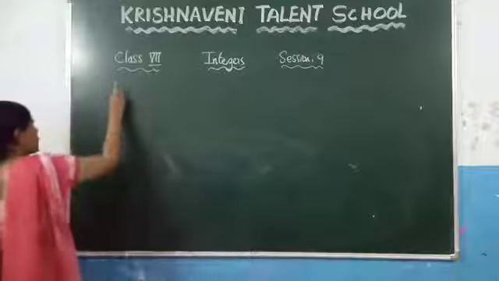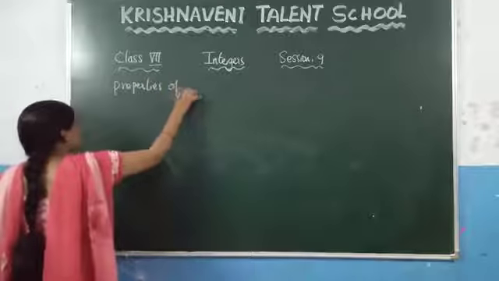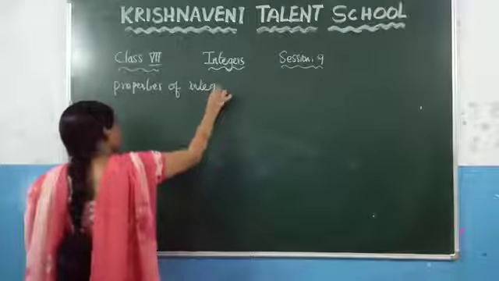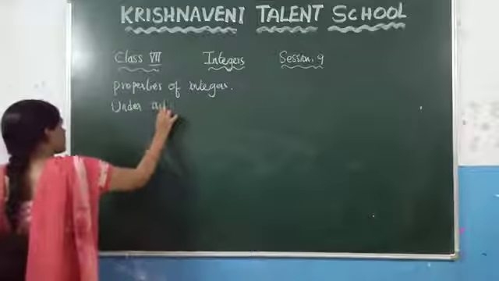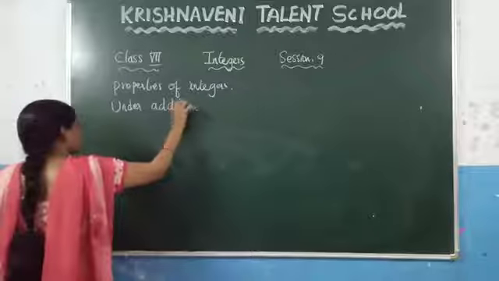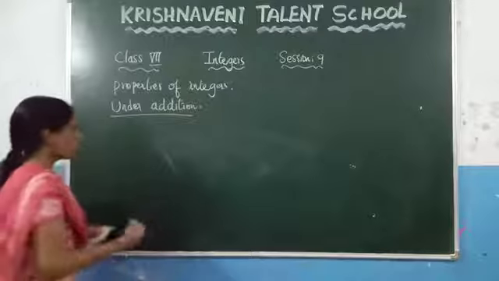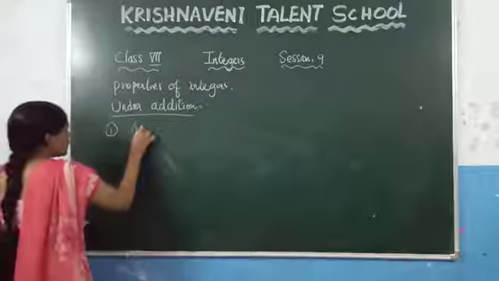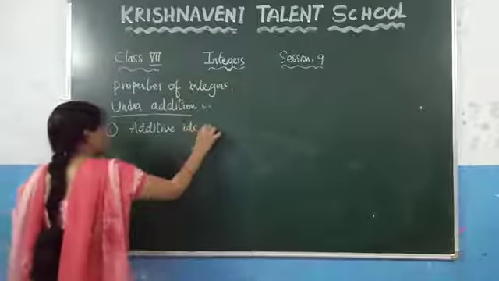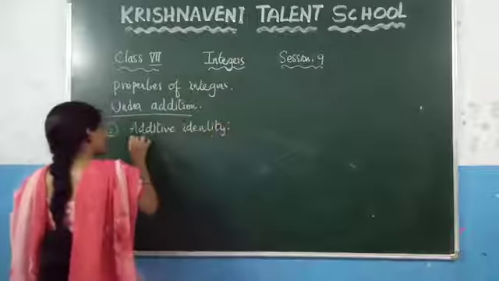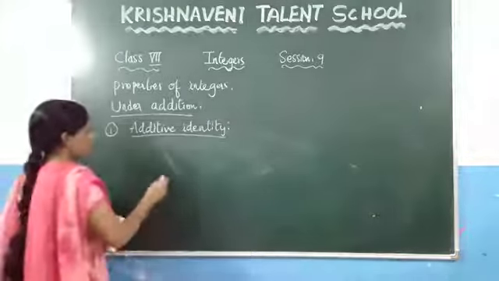We are discussing the properties of integers under addition. In this we discussed the commutative property, associative property and the closure property, and the next property is the additive identity. To state this, let us consider a few examples.